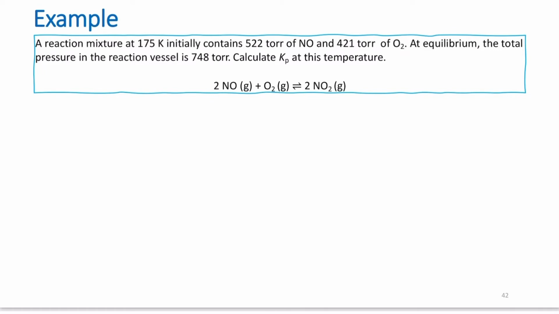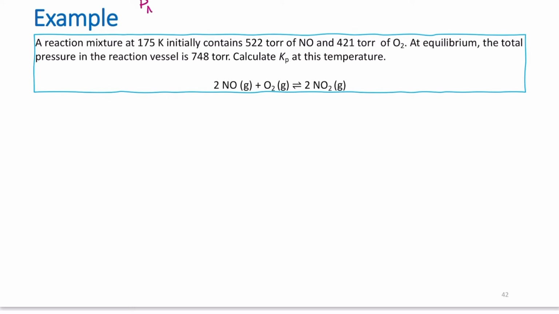Okay. A reaction mixture at 175 K initially contains 522 torr of NO and 421 torr of O2. At equilibrium, the total pressure of the reaction vessel is 748 torr. What is Kp at this temperature? First thing I need to do is figure out my pressures in atmospheres, because I'm looking at Kp. So let's go ahead and find our pressure of NO, our pressure of O2, and our total pressure at equilibrium in atmospheres instead of torr.